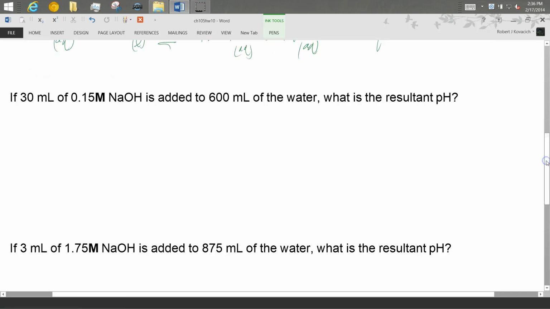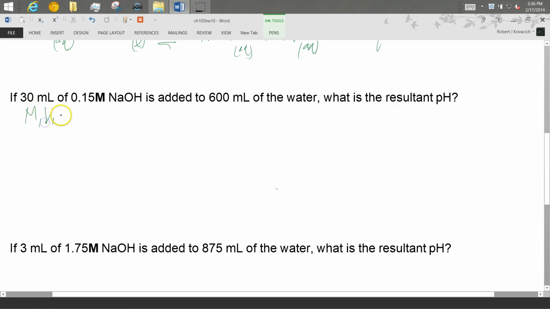All right, so we have 30 milliliters of 0.15 molar sodium hydroxide, 600 milliliters of water. What's the resulting pH? To calculate pH, I need the hydrogen ion concentration. What I have here is the hydroxide ion concentration, which is fine, because if I take the negative log of that, then all I need to do is subtract from 14, sorry, and I'm good to go. We can run this as a dilution equation, or we can calculate out moles. It doesn't really matter.